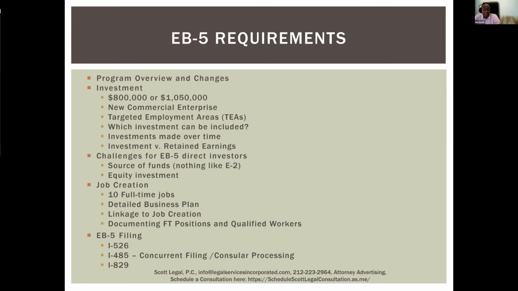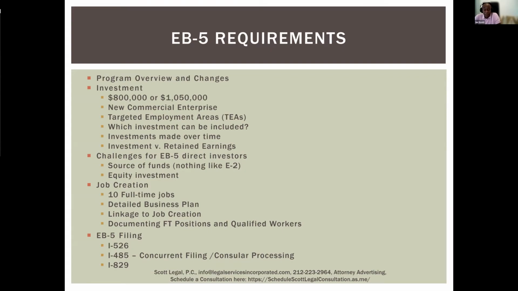And then you have to be investing in a new commercial enterprise, which is an enterprise that was started after 1990. So we've done a number of E2s to EB5s for clients that have had businesses in existence for many, many years. And we just had an approval recently for a farm. The person had invested over many years, and they were in the US on an E2, and now they're approved, and now we're applying for the I-485, the green card for them.